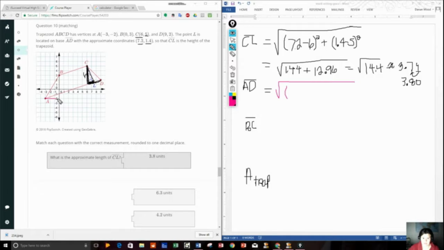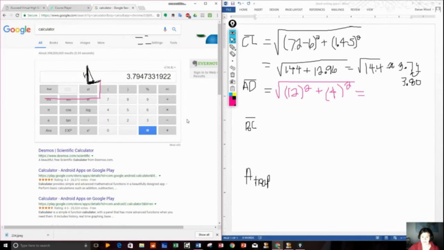So 1, 2, 3, 4, 5, 6, 7, 8, 9, 10, 11, 12. So our horizontal distance is 12 squared plus, and our vertical distance is 1, 2, 3, 4. Since I went up, it's positive. Okay, so then we're going to come back here to our calculator, and 12 squared is 144.